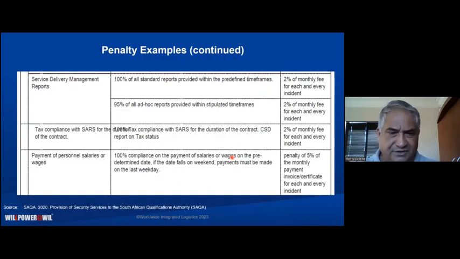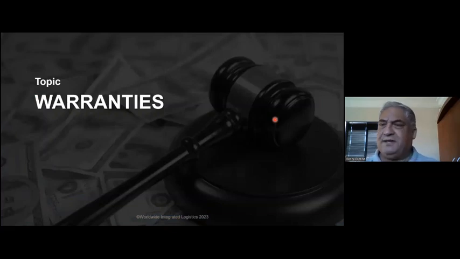Right, so we don't have to go too much into detail, but you can see they've used the standard 2% penalty. Right, so that's penalties.